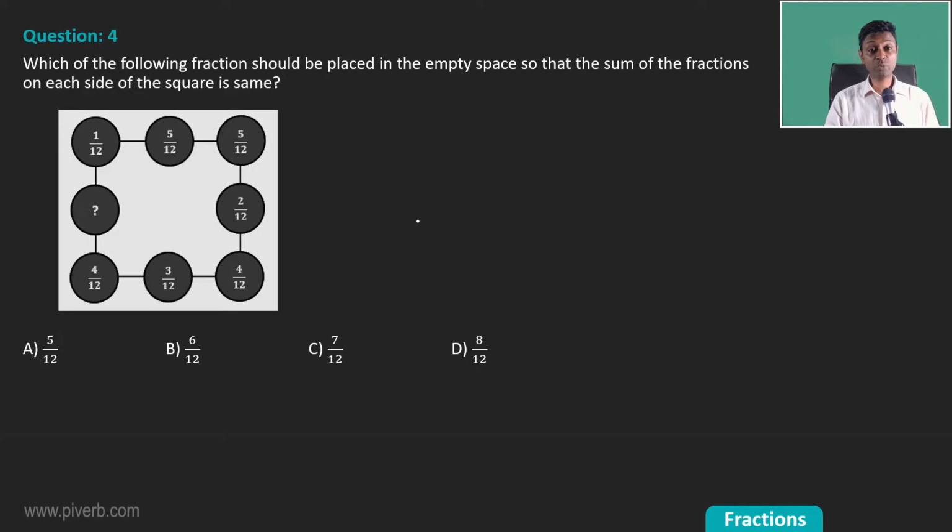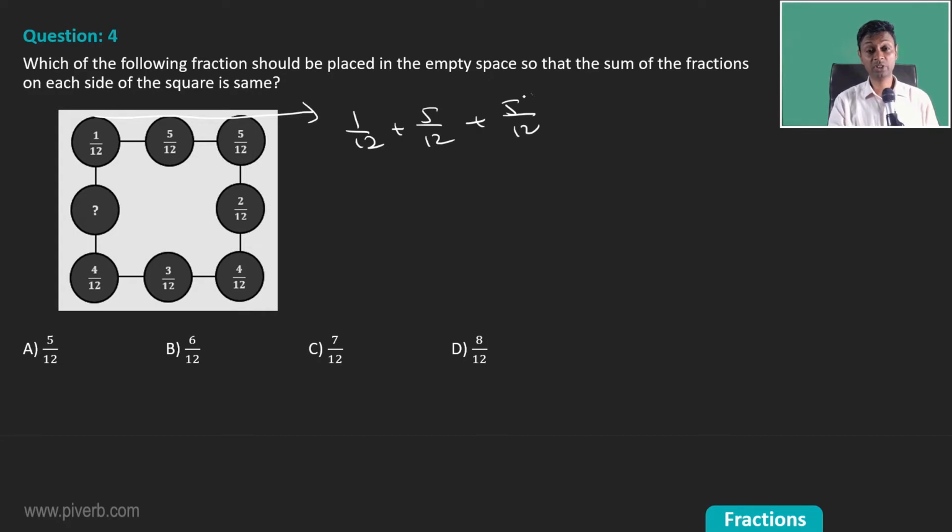Which of the following fractions should be placed in the empty space so that the sum of the fractions on each side of the square is the same? Wonderful. So let's find this sum first. 1 by 12 plus 5 by 12 plus 5 by 12.